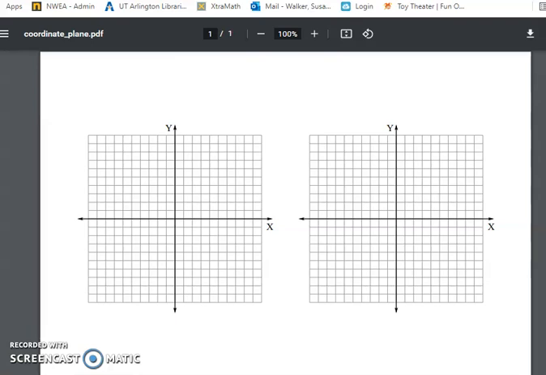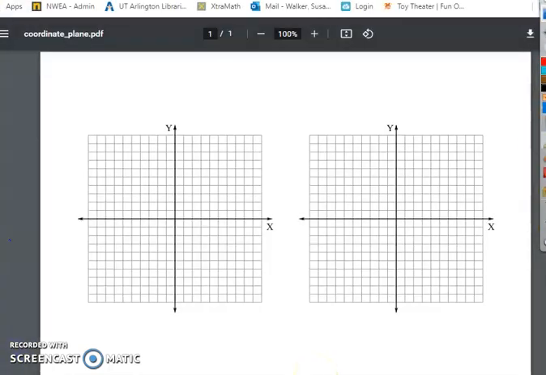Hey guys, we are going to be graphing equations today. So hopefully you have this coordinate plane. If not, you can kind of sketch one out. So I'm going to just put an equation up here. I'm going to make one that is proportional. So let's say if I have y equals 3x, okay?